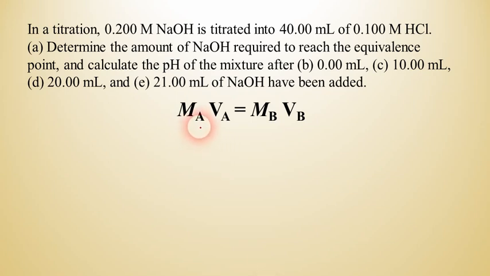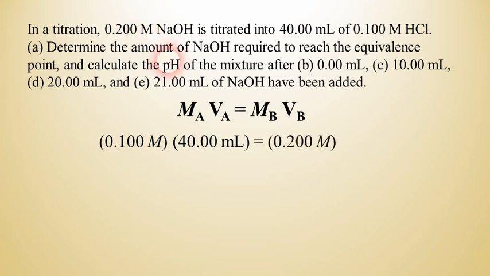So M sub A is the molarity of the acid, and it tells us that that is 0.100. So that goes in. And then the volume of the acid, looks like there's 40 milliliters of that, so we'll plug it in there. And the molarity of the base is 0.200 molar. So that goes in for M sub B. And of course, we're trying to find the volume of the base, the sodium hydroxide solution here. So that's our unknown. And now it's just a simple algebra problem. Multiply and divide, and we get that the volume of the base is going to be 20 milliliters.